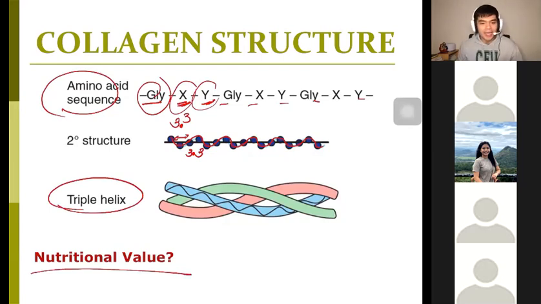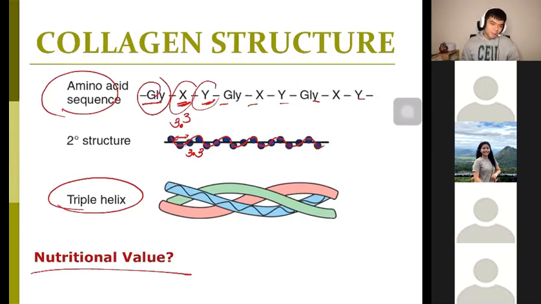Now, may nakalagay dito na nutritional value. Anong ibig sabihin nutritional value? May mga kinakain tayong pagkain na collagen rich. Halimbawa, gelatin. Alam niyo yung dessert na gelatin? So yung dessert na gelatin o kaya yung capsule na may gelatin, ang laman lang nun, tatlong amino acid. We have glycine, proline, hydroxyproline.